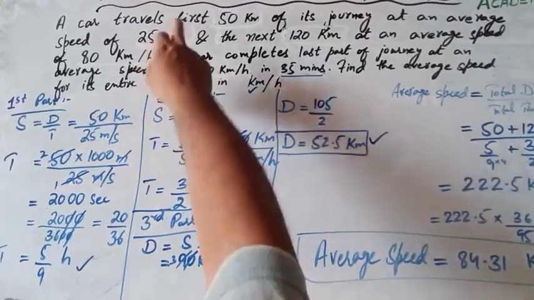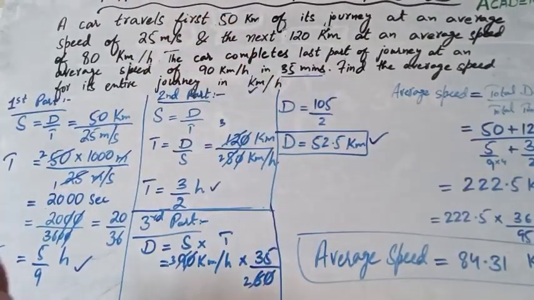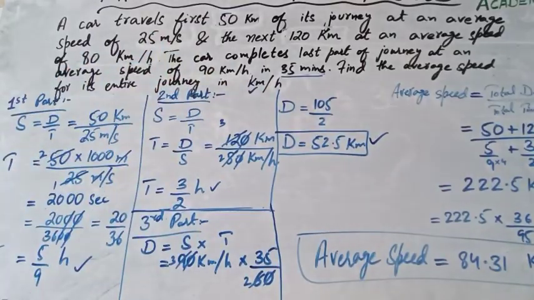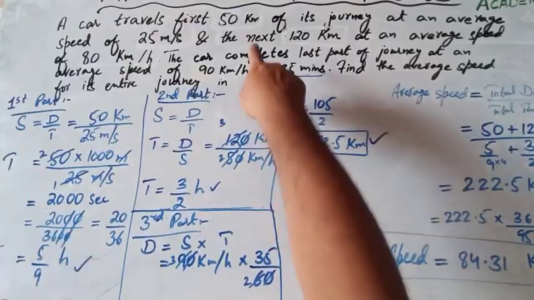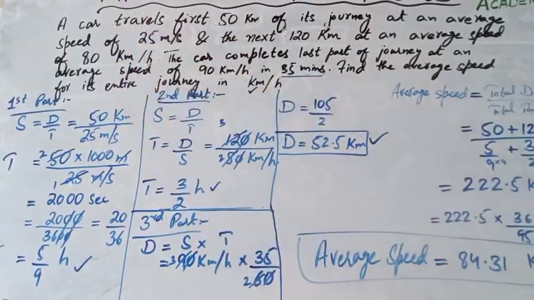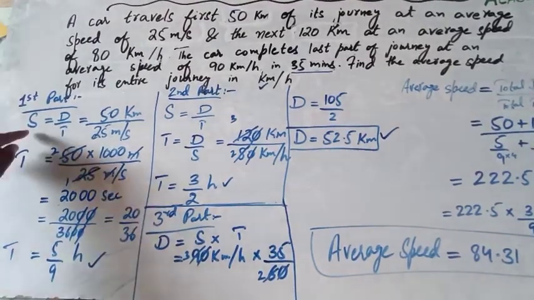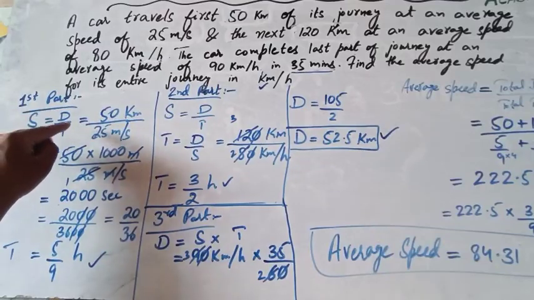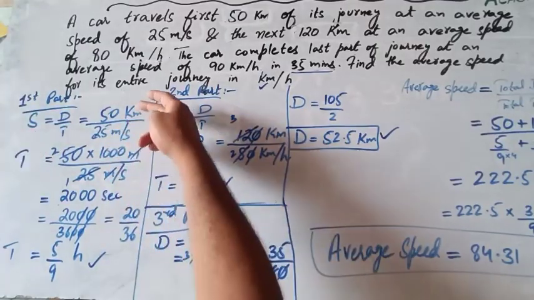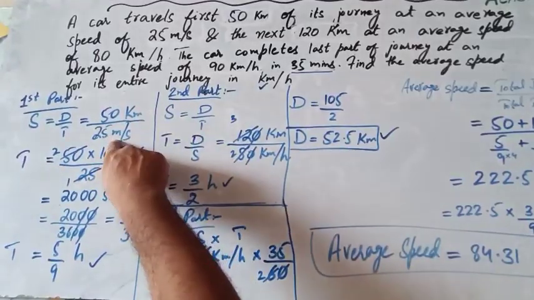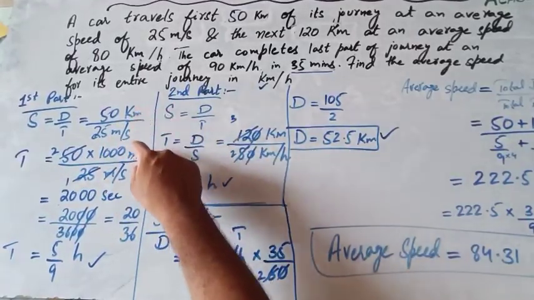A car travels the first 50 kilometers of its journey at an average speed of 25 meters per second. So this is the first part of the journey in which distance is given and speed is given. So what is missing? The missing part was time, which we have found over here. By applying the formula speed is equal to distance upon time, we have substituted the values. The units were not the same, kilometers and meters. We have converted this into meters.